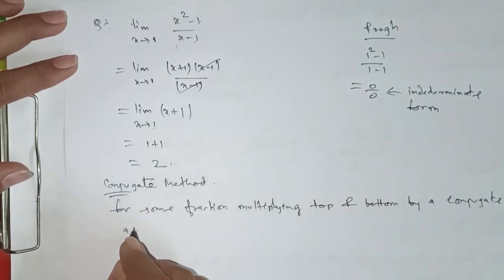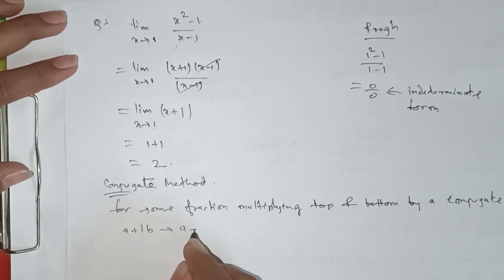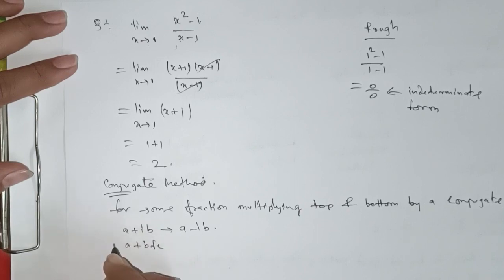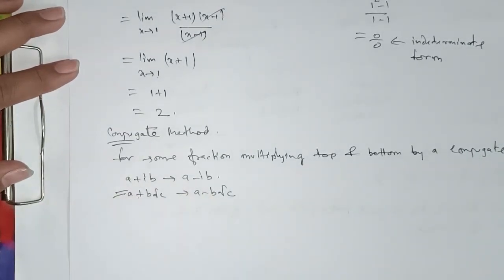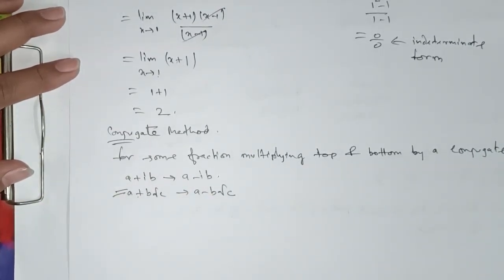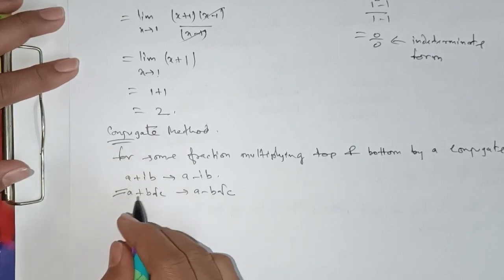Here, generally we will not get any complex problem. We don't have complex numbers in our syllabus right now for class 11. We'll get this part, a minus b root c. Conjugate means just take the opposite sign of that, or you can rationalize.